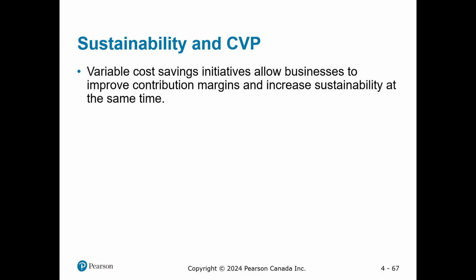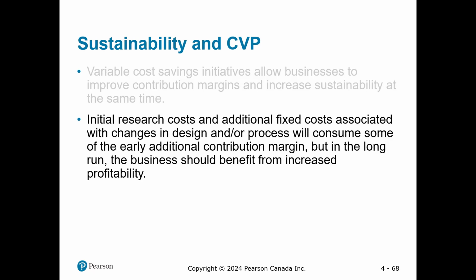CVP analysis ties into sustainability. How? We know that if we save anything on the variable costs, we're going to improve the contribution margin, and we might be able to increase sustainability at the same time. When we do research in order to reduce variable costs, yes, there'll be costs involved in that research, and we might have additional fixed costs associated with any changes that we do in the design or the manufacturing process. So it's going to consume some of the contribution margin that we're saving, but in the long run, the business would benefit by becoming more profitable and more sustainable.